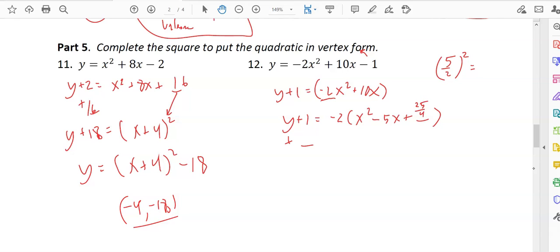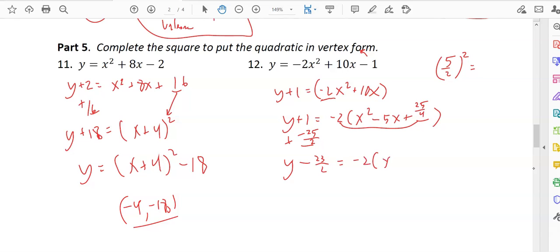So I add 25 fourths, but I really didn't add 25 fourths. What did I effectively do? Because it's being multiplied by negative 2, I really subtracted negative 25 halves. So I'm going to subtract negative 25 over 2 from that side, kind of even it out. So 2 over 2 plus negative 25 over 2, it's going to be y. Wow, this is not fun. 23 over 2 equals negative 2.